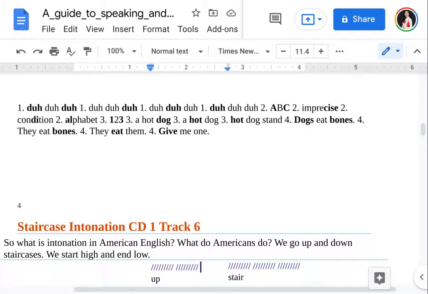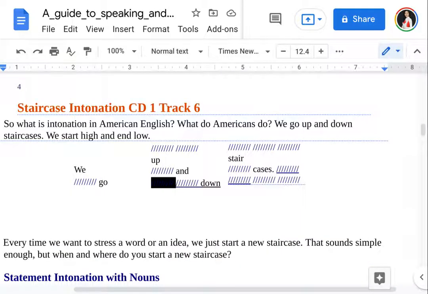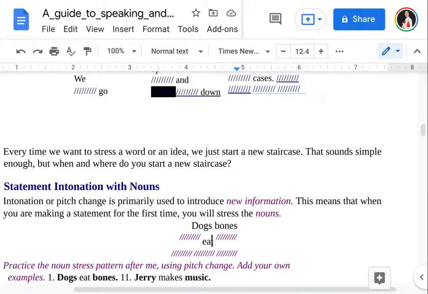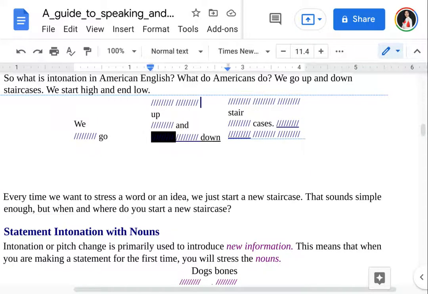Staircase intonation. So what is intonation in American English? What do Americans do? We go up and down staircases. We start high and end low. Every time we want to stress a word or an idea, we just start a new staircase. That sounds simple enough, but when and where do you start a new staircase?